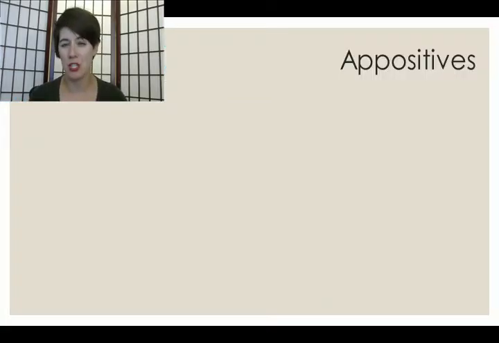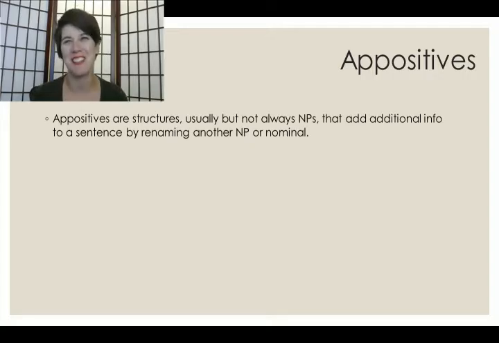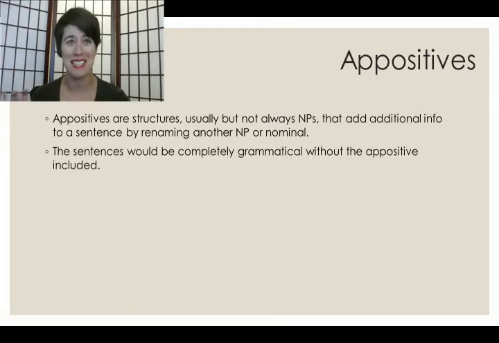Appositives are structures. They are almost always, but not always, noun phrases, and they're going to add additional information to a sentence by renaming another noun phrase or nominal. They're renaming it. Okay, so the sentences would be 100% grammatical if we didn't have the appositive. We don't need it. It's just renaming another noun phrase. This happens all the time.